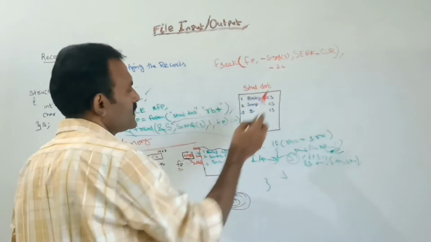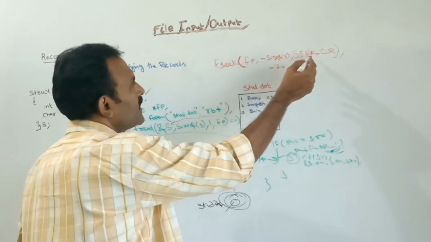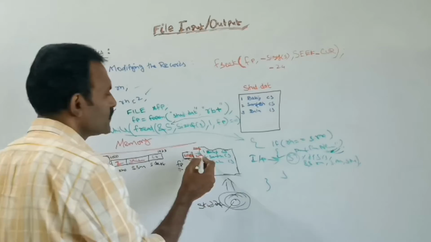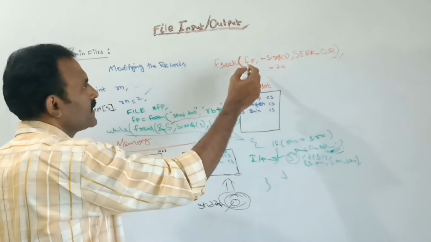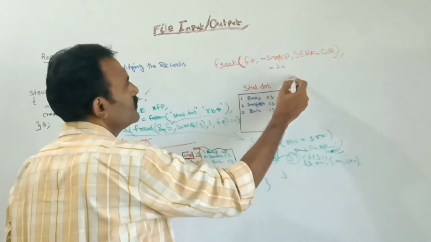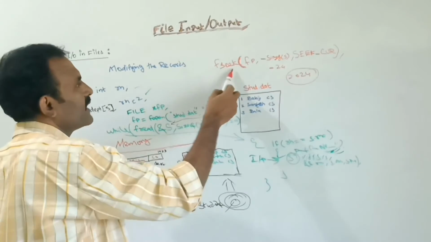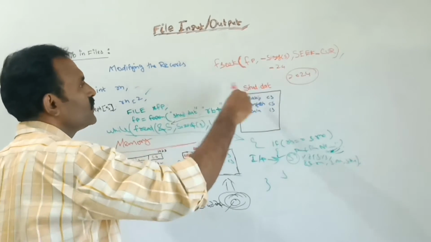So the cursor is now currently at 2048. So 2048 minus 24 is 2024. So now this file pointer moves to the 2024th address. So with the help of this fseek function we can move the file pointer.